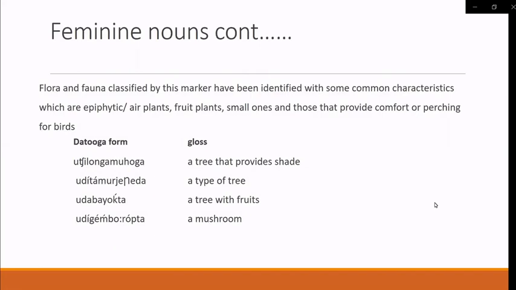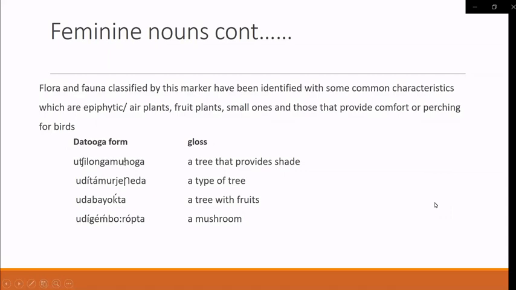To start with the trees and plants, you'll forgive me because I've not named the exact trees. This will be done in the coming month. The trees we see here include Uchilonga Muhoga, udita mulgeneda, udabayopta, and udi igemba ropta. This is a mushroom, which I think everybody knows. And as we can see, we have uda. It's a synthetic formation. This one also is a synthetic formation, and this one is another synthetic compound formation.